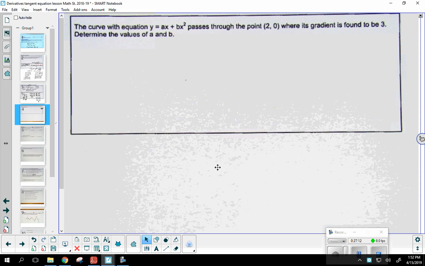Okay, so the curve with equation y equals ax plus bx squared passes through the point 2, 0, where its gradient is found to be 3. Determine the values of a and b. Okay, now I'm sure there's different ways to go ahead and solve this. What I did was create a system.